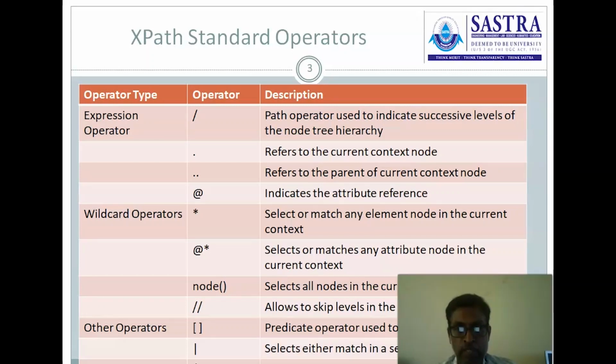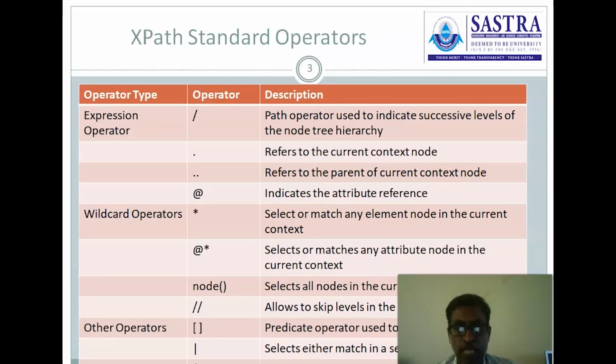Star selects any element in the current context. After that, @ selects any attribute node in the current context. And then node is a function. It selects all nodes in the current context, of any type.